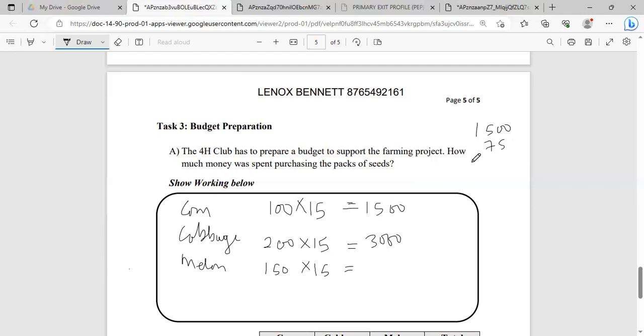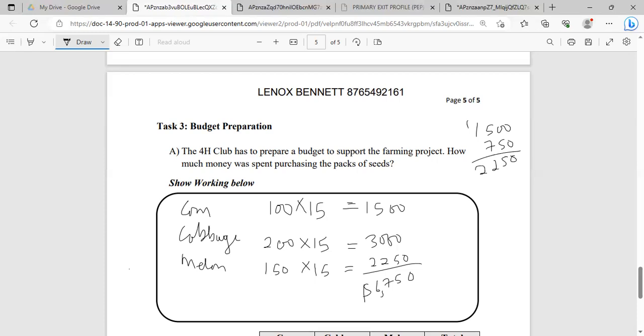So all we have to do now is add this. So that's 5, 2, 1. So that's 2250. So we need to total this, which is 1500, 3000, and 2250. So the total cost would be 6,750. And we have completed the task.